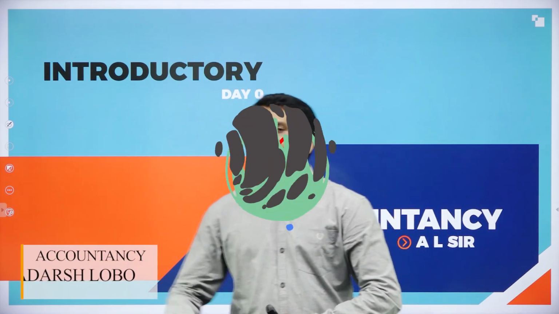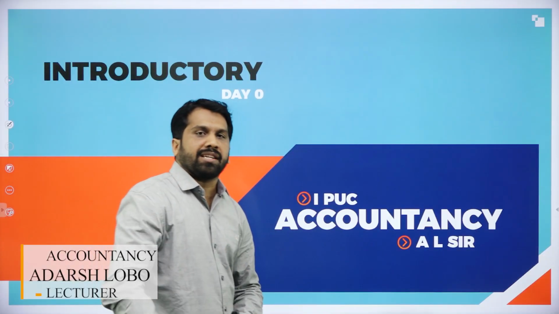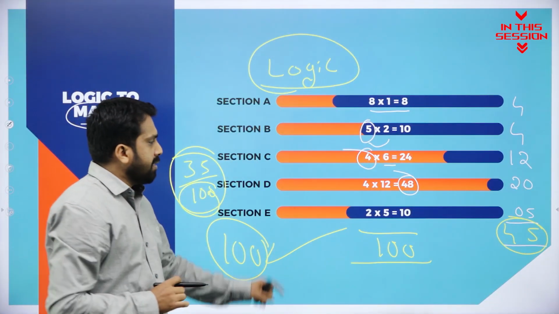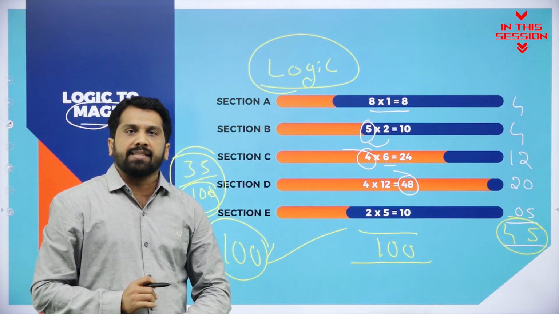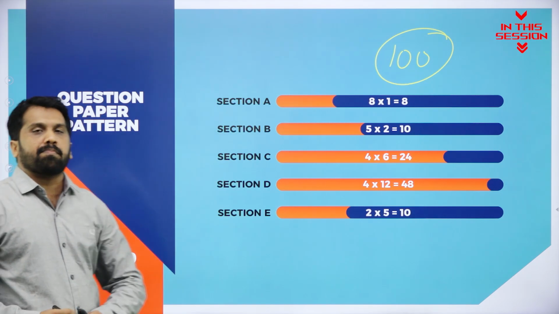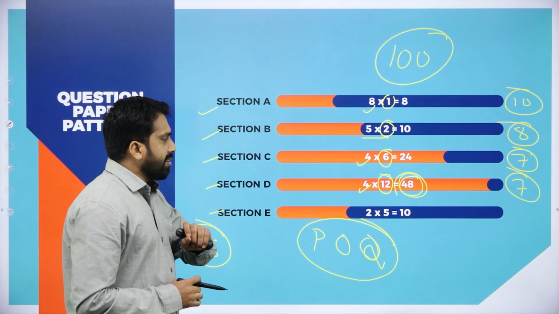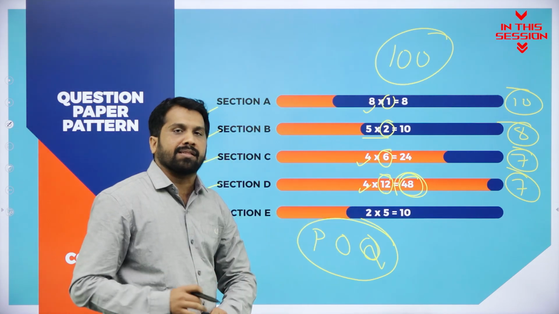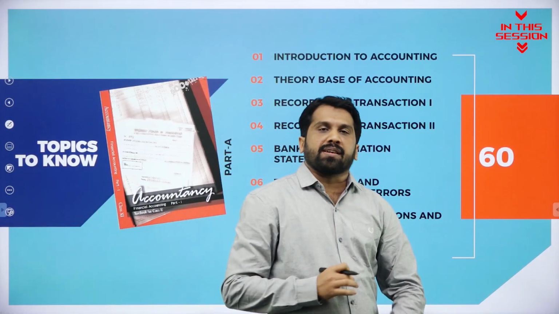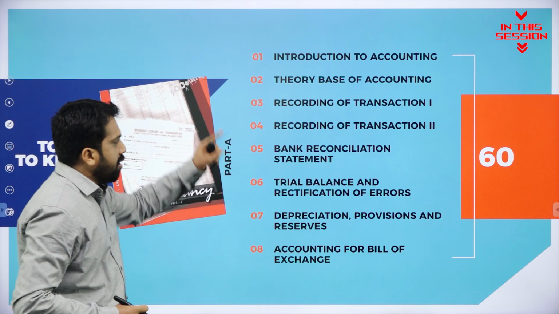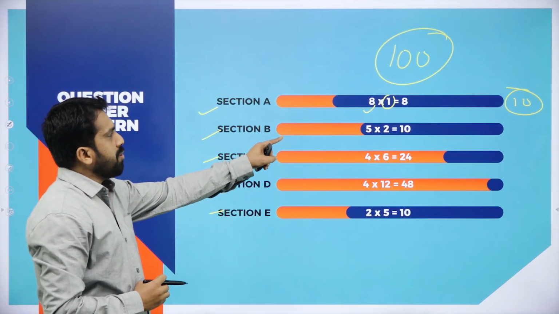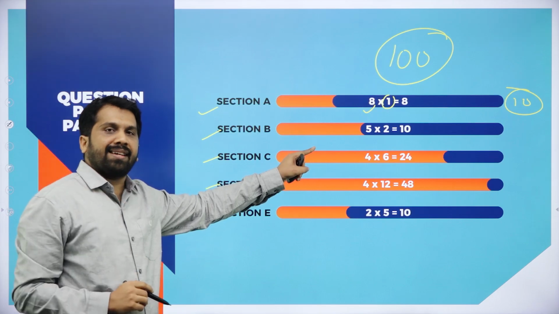If you are planning for centum, this is a subject you can score centum. Anybody can pass accountancy. This will be the question paper pattern. Without using a calculator, you can do this. You can easily score 10 marks. These are the topics or chapters which come under your Part A. Out of 10, you are supposed to attain only 8.